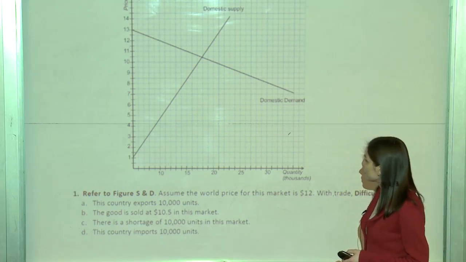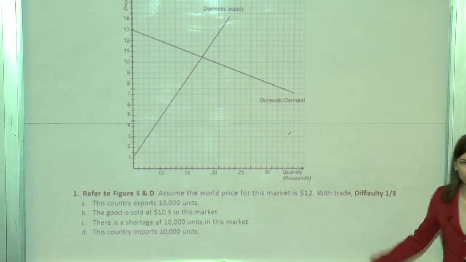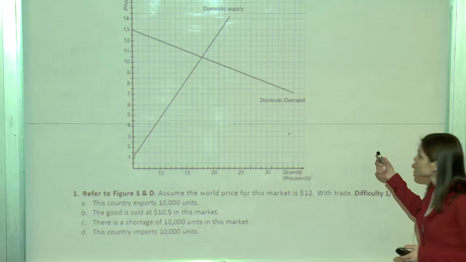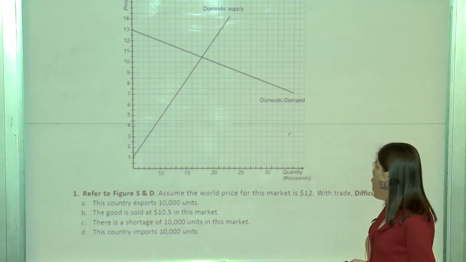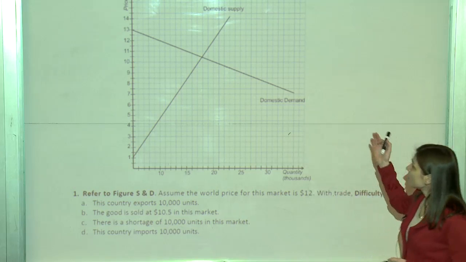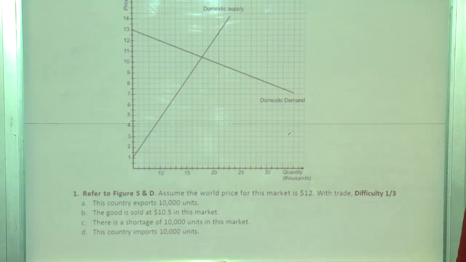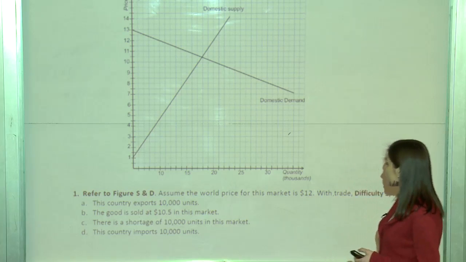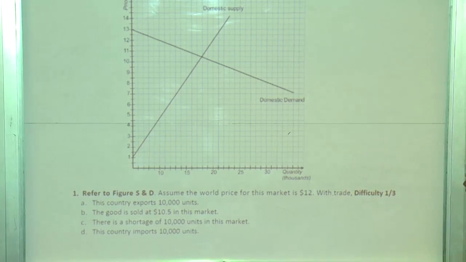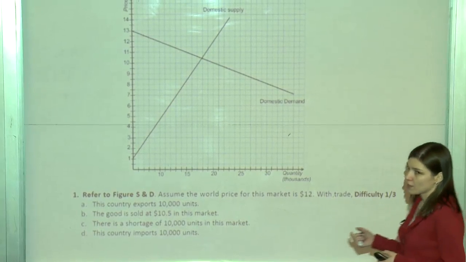All right, so for the first 10 questions, we'll be referring to this figure. In this figure, we have, as usual, price on the y-axis, quantity on the x-axis, and we have the domestic supply and the domestic demand curve. The first question is, assume the world price for this market is $12. With trade, what would happen?